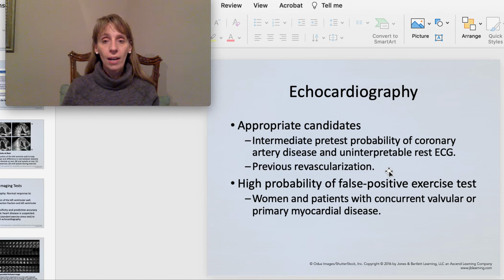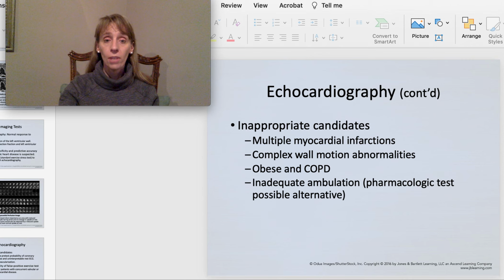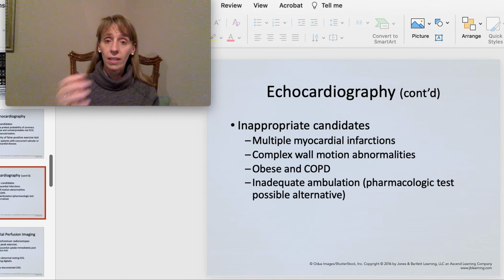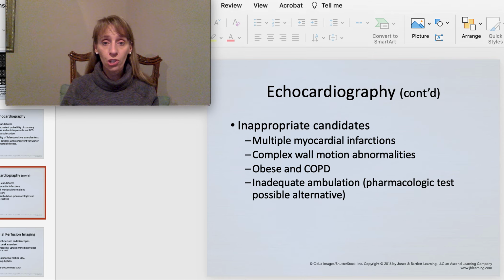To have an echo, these are usually people who you can't run a stress test on because they have underlying heart stuff, like the bundle branch block, the ST elevation, they have other reasons. The other problem is that we know that some stress tests produce what we call a false positive. If someone has a false positive, we don't know that. So a lot of times it's going to be good to follow it up with an echocardiogram to ensure all of that. So again, who is appropriate: multiple myocardial infarctions, complex wall abnormalities, someone who's obese or has COPD, inadequate ambulation, they can't get on the treadmill and walk.